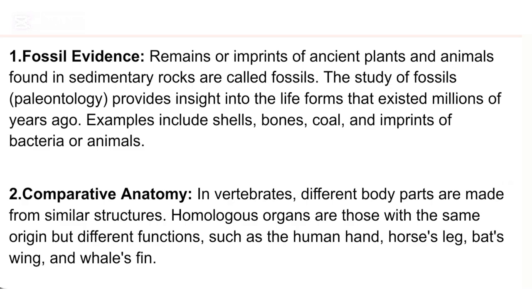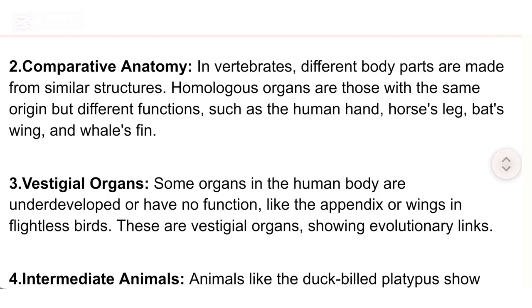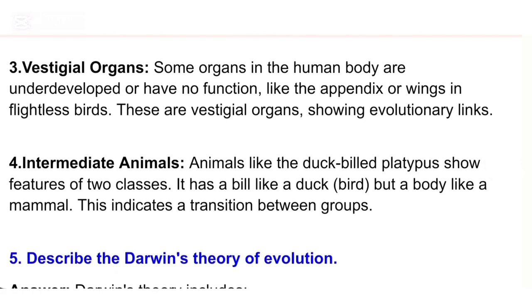2. Comparative anatomy. In vertebrates, different body parts are made from similar structures. Homologous organs are those with the same origin but different functions, such as the human hand, horse's leg, bat's wing, and whale's fin. 3. Vestigial organs. Some organs in the human body are underdeveloped or have no function, like the appendix or wings in flightless birds. These are vestigial organs, showing evolutionary links.